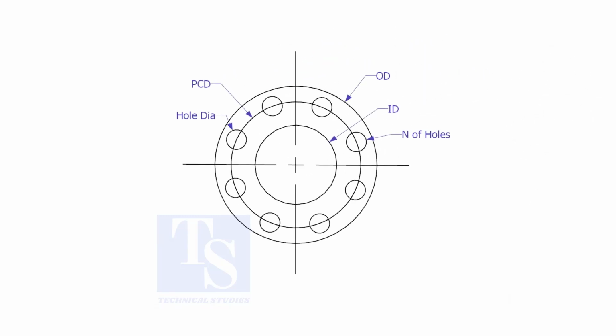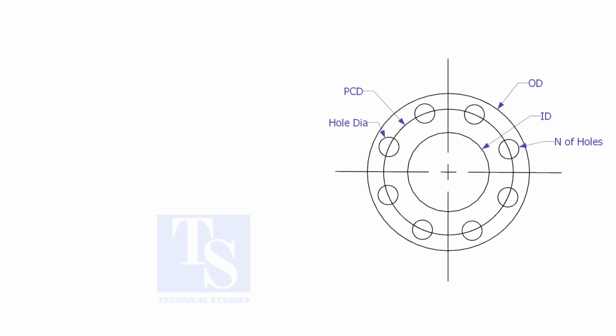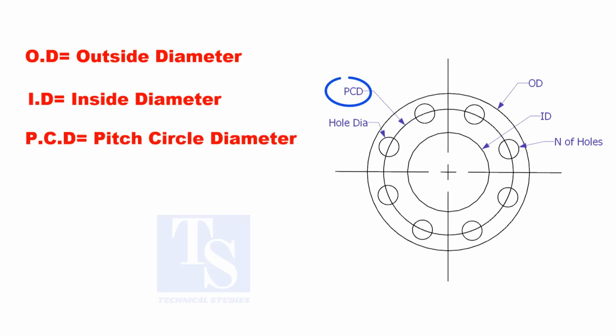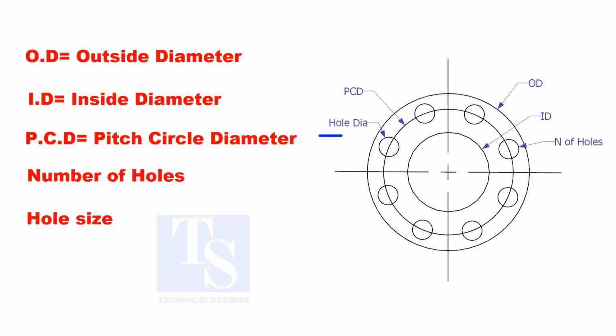To make a plate flange, we need to know the following things. OD, the outside diameter. ID, the inside diameter. PCD, the pitch circle diameter. Number of holes. And the hole size.